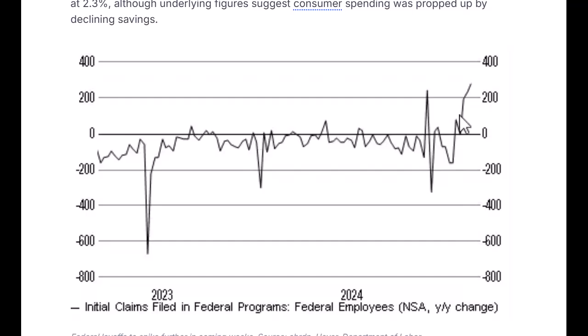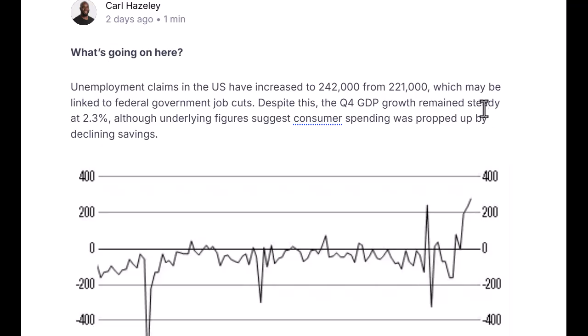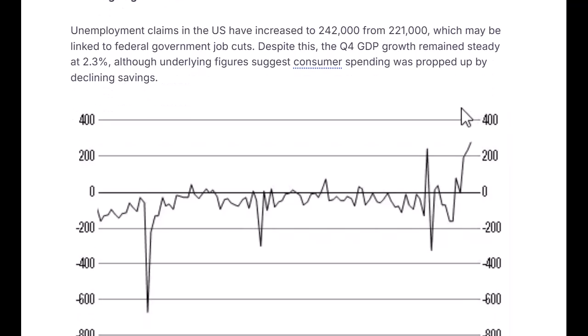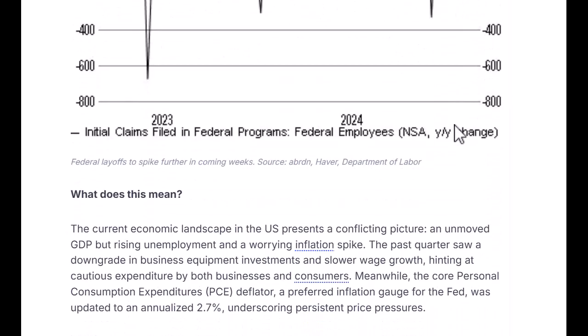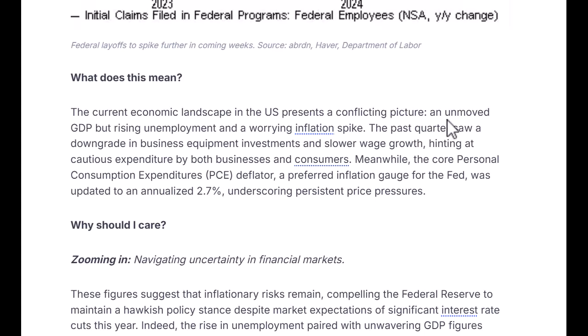You can see this indicator, but the year-over-year change starting to get relatively high here, not what you would want to see in a stable jobs market. They say Q4 GDP is still strong there at a 2.3. Consumer spending has been propped up by declining savings, but really this unemployment number is more important for me. I think it could be an early indicator of significant weakness.